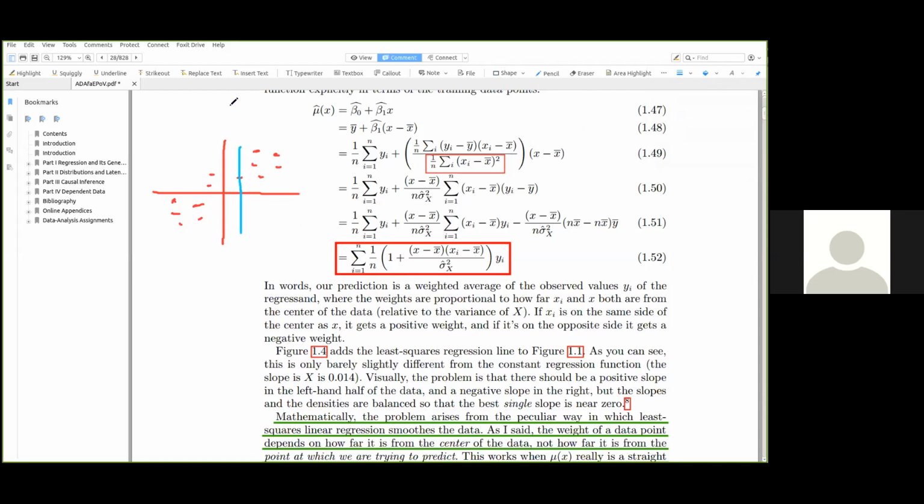I want to predict the value of y at this particular value of x. So what I'll do is, according to the difference of x from all these different data points.